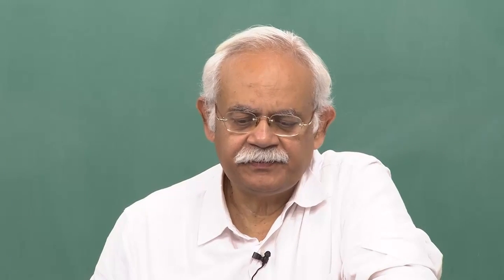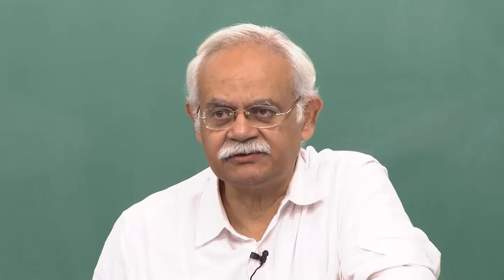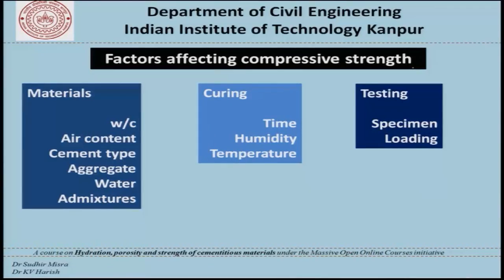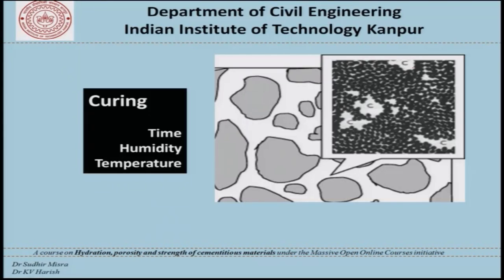So in the last class we had talked about factors that affect the compressive strength of concrete, the materials, the curing and the testing, and today we will concentrate on curing. So when we are talking about curing, there is the time of curing, there is the humidity or the conditions that have to be maintained around the concrete, and it is the temperature at which the concrete is being cured. These are the kind of things that come to mind. Basically, we have to study how these three things or how the curing process affects the hydration or continued hydration that is taking place in this part of our concrete.